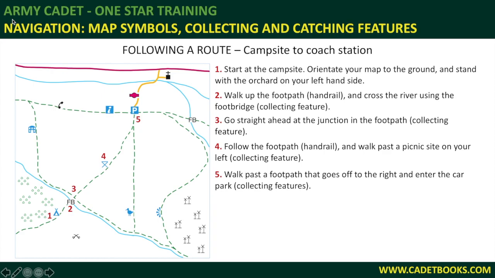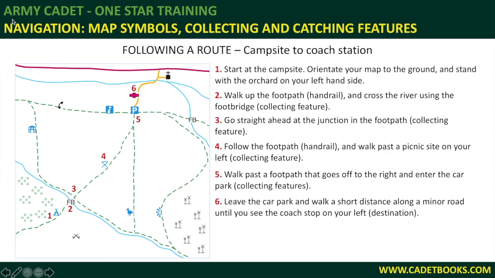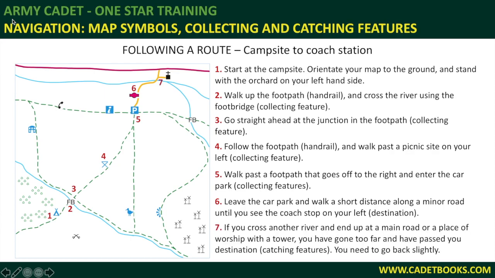5. Walk past a footpath that goes off to the right and enter the car park. These are collecting features. 6. Leave the car park and walk a short distance along a minor road until you see the coach stop on your left, your destination. 7. If you cross another river and end up at a main road or place of worship with a tower, you've gone too far and have passed your destination. These are catching features and let you know that you need to go back slightly.